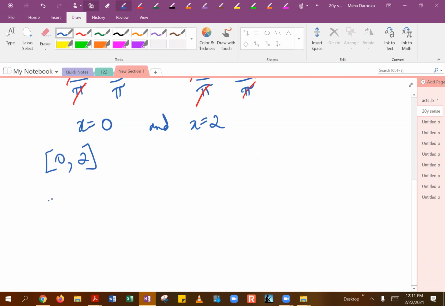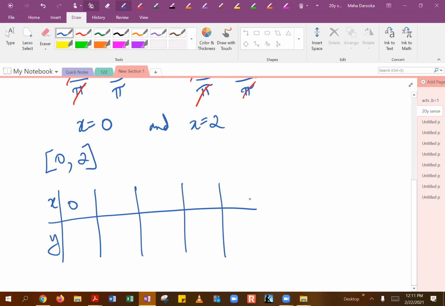So when we do our 5 key points, this is where you take the difference between your period interval values, 2 minus 0, the lower and upper endpoints. Since we want to break this up into 4 equal parts, you divide it by 4. That comes out to be 2 divided by 4, or 1/2.